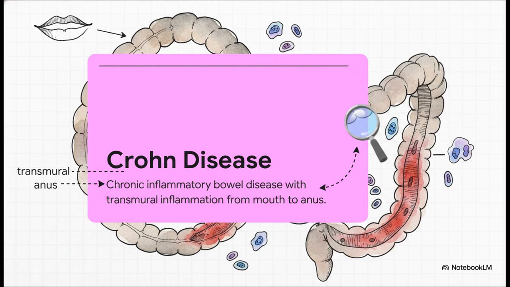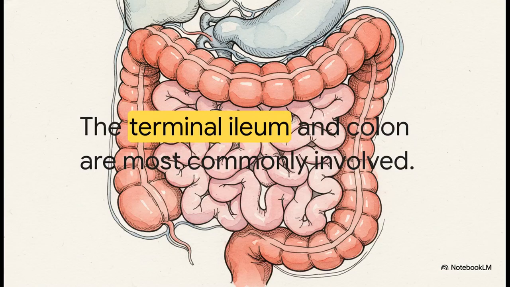And unlike other forms of IBD, this abnormal immune activation, which, by the way, is often linked to the NOD2 gene and tends to peak in young adulthood, can strike literally anywhere along the gastrointestinal tract, from the mouth all the way down to the anus. However, even though it can happen anywhere, it definitely plays favorites. The absolute most common site of involvement is the terminal ileum, the very end of the small intestine, right alongside the colon. Keep this specific location in the back of your mind, because it perfectly explains the classic clinical presentation we're going to see later on.